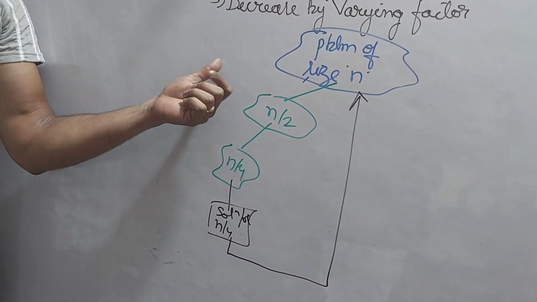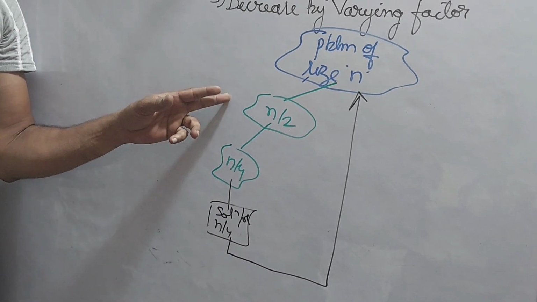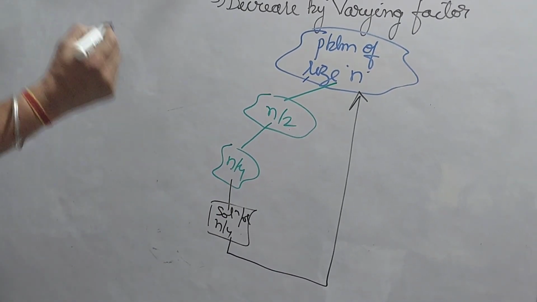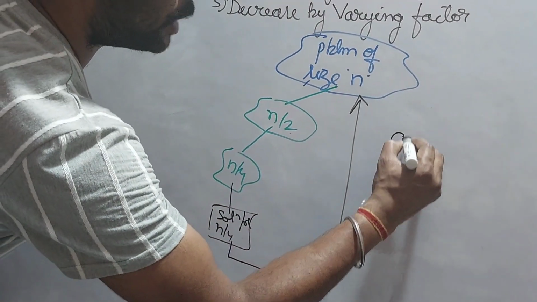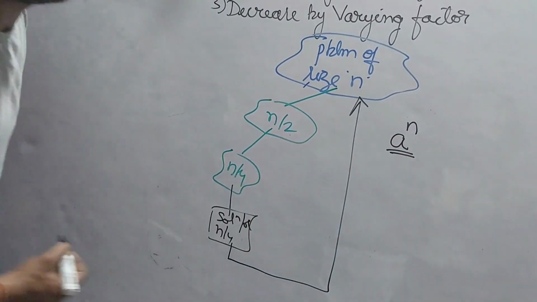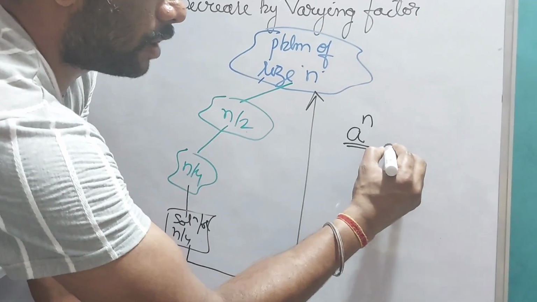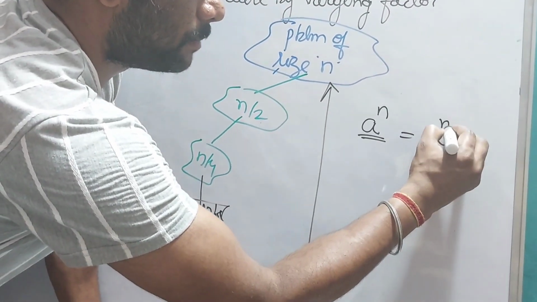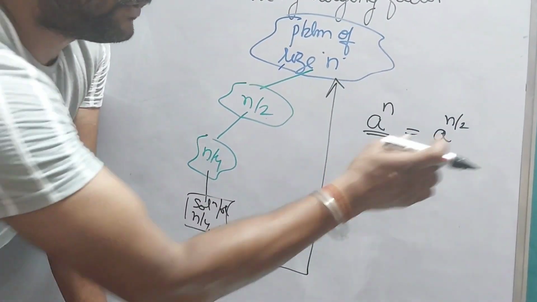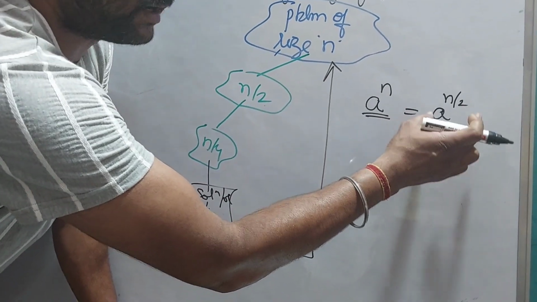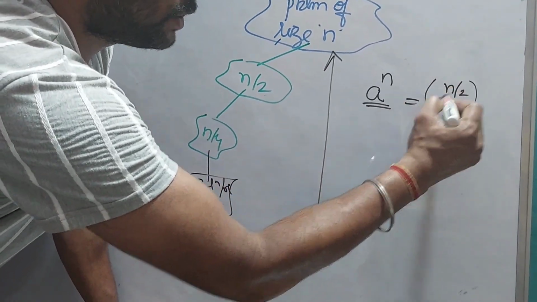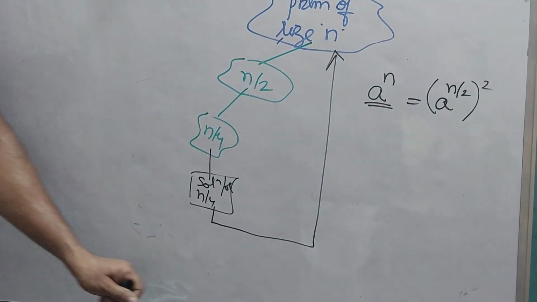Now for example, let us take a to the power of n. Assume I want to calculate a^n. How can I use this? I will reduce it by half, that is a^(n/2). Assume I know the solution of a^(n/2). From this, if I square it, I will get the solution of a^n.